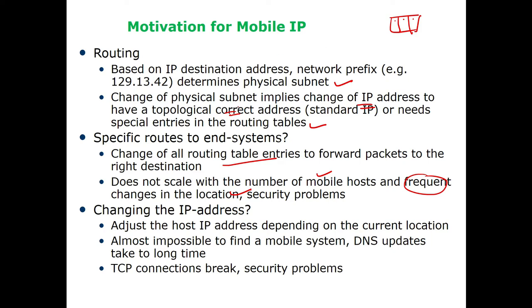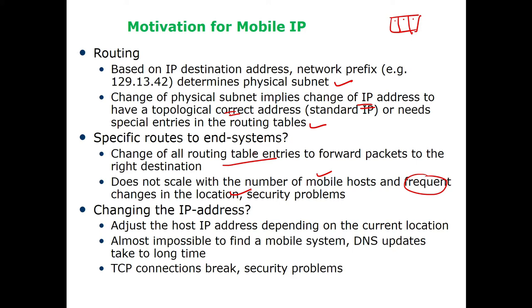So a change of physical subnet implies a change of IP address, which has a topological current address. That is, it requires standard IP, so it modifies the routing tables. Each and every time the routing tables need to be updated, which is a difficult task, so we go for specific routes to route to the end system. Corresponding data has to be sent to the end system by changing all routing table entries to forward packets to the right destination.